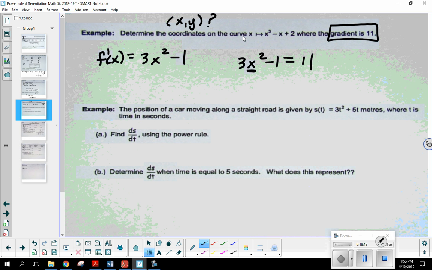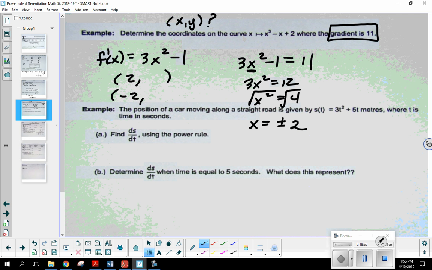Okay. How many coordinates did we end up with? I actually ended up with 2. There you go. Okay, so let's go ahead and solve it. I'm going to add the 1 over, so 3x squared would equal 12. Divide by 3, so x squared is equal to 4. So take the square root, and remember we're taking an even root, so we would want to put plus minus in front of it. So x would equal plus or minus 2. So I know there are 2 locations where I should have a tangent line that has a slope of positive 11. The first is 2, and the second one is negative 2.